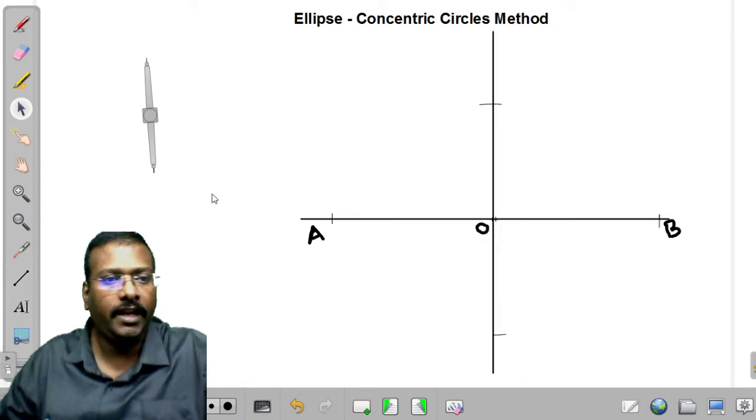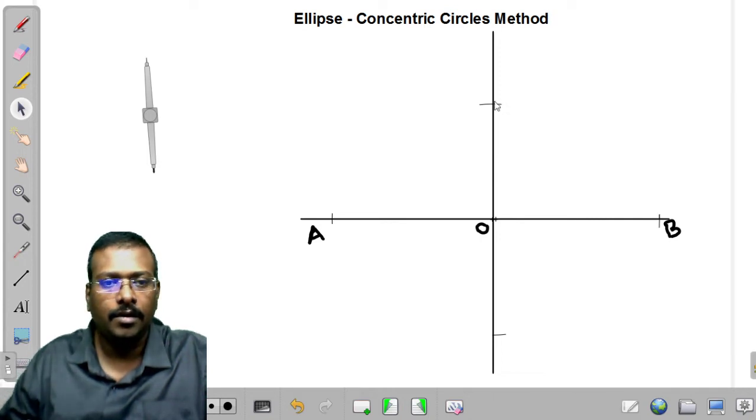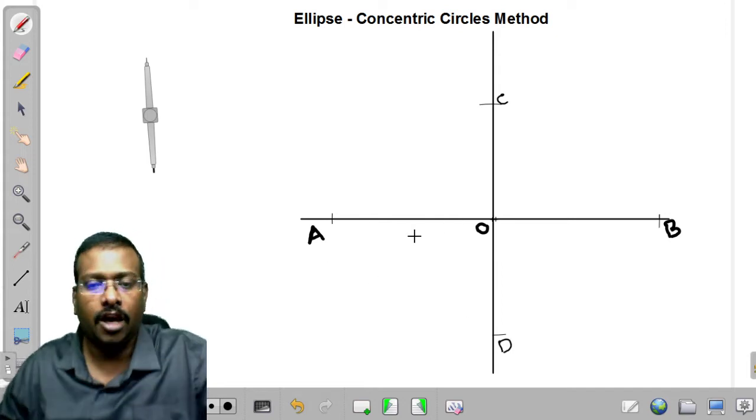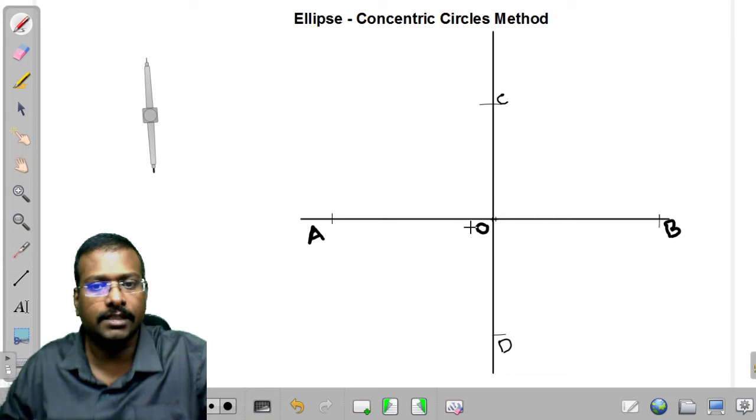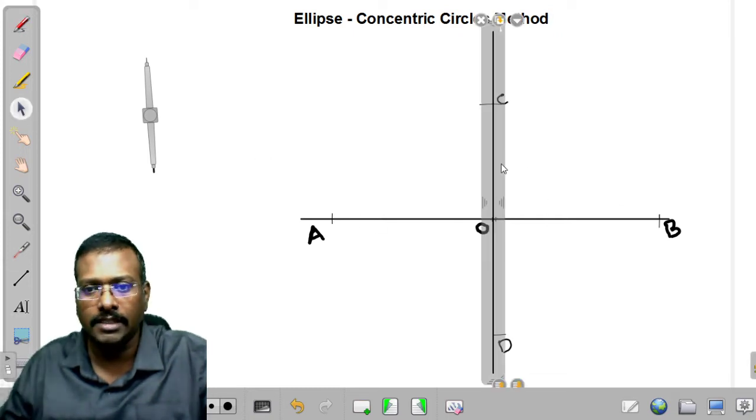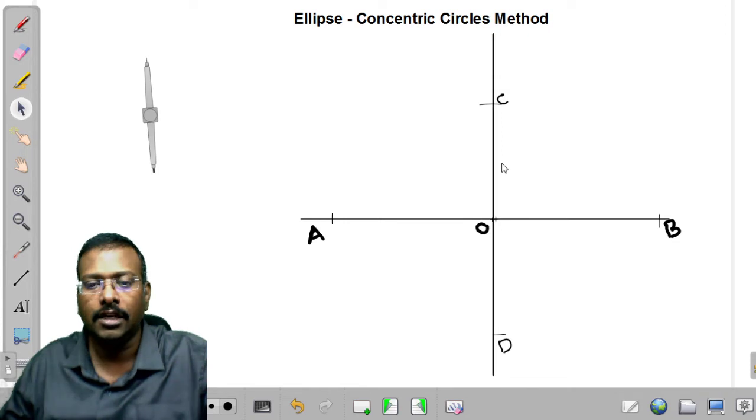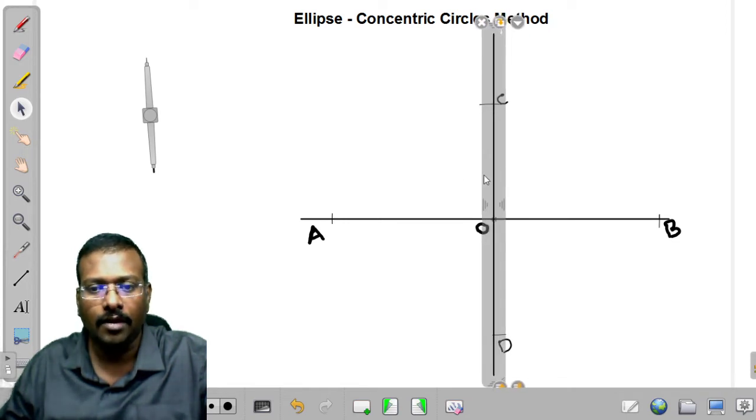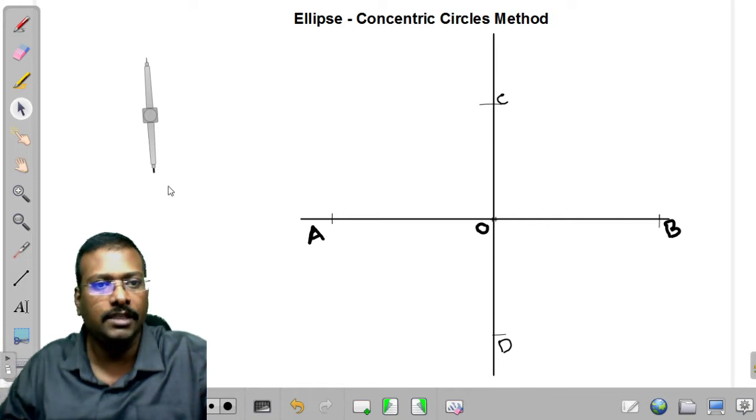Now after getting A, B, C, D, how did we get this A, B, C, D? With half of the length of major axis as radius, O as center, if you draw the arcs on both the sides, we will get the major axis. If half of the length of minor axis as radius, O as center, draw the arcs, we will get CD.